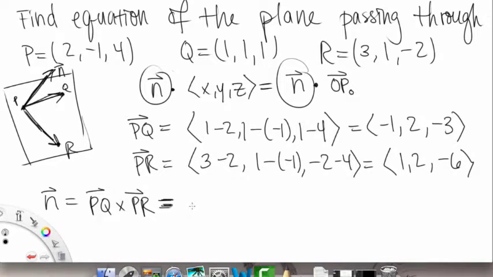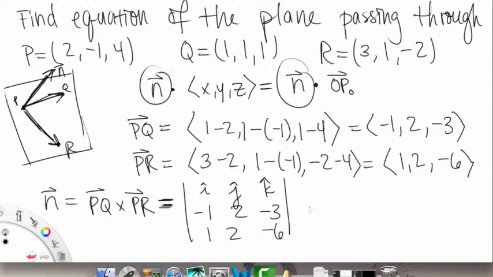Okay, so the way we do this is we're going to cross those. So we set up our i hat, j hat, k hat. And then we set up PQ along the middle row, so -1, 2, -3. And then we have our 1, 2, and -6 at the bottom there. Okay, so I'll continue solving this on the next slide where we have more room.